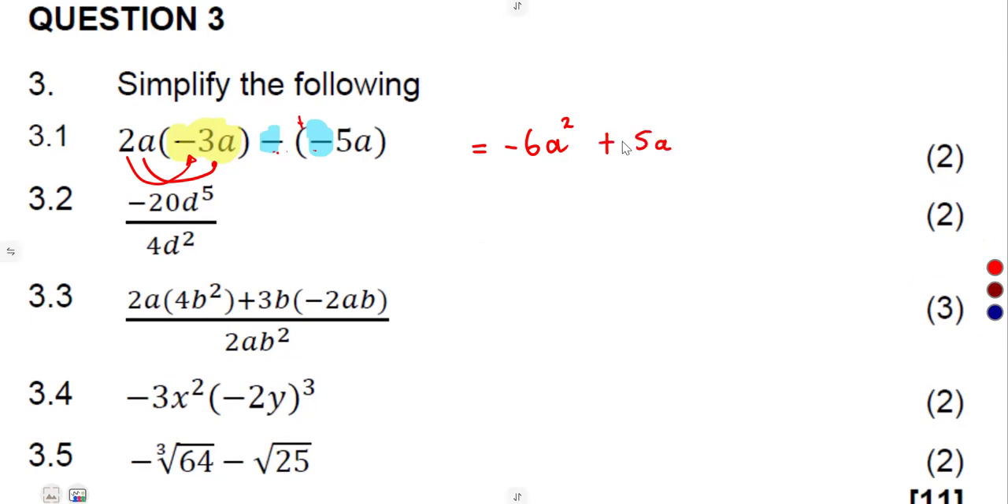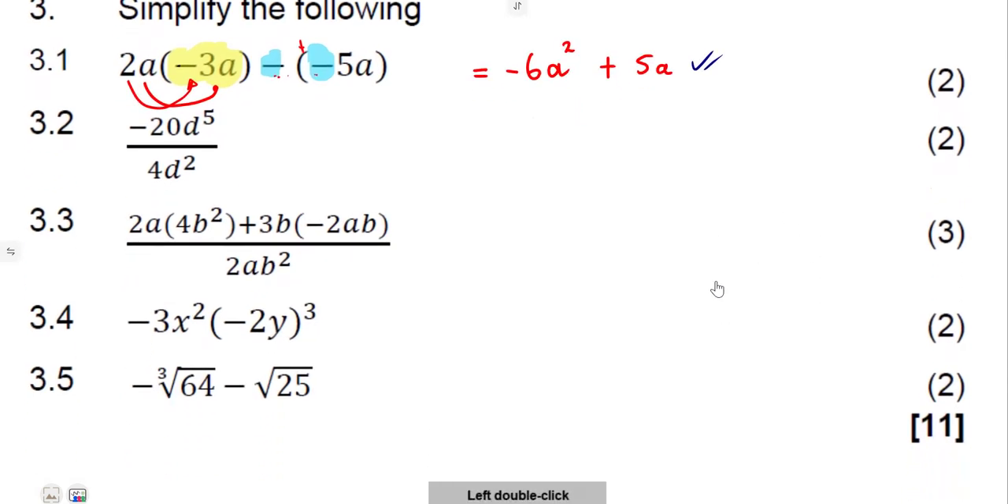The question is, can it be simplified further? No. These are unlike terms. We do not have the same exponent on these variables that we have. The exponents are different. This is 2, this is 1. So we cannot add. These are called what? Unlike terms. So meaning to say you are done. There's no way you can simplify this. You're done. All right, moving on, 3.2.